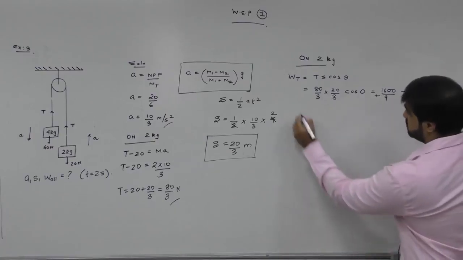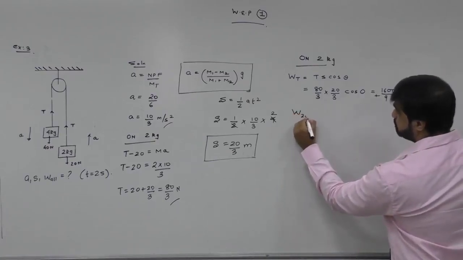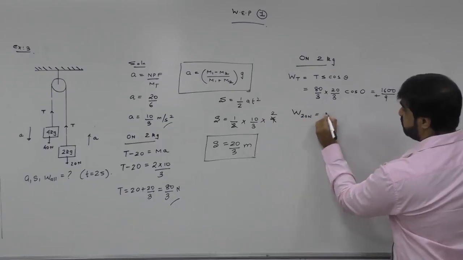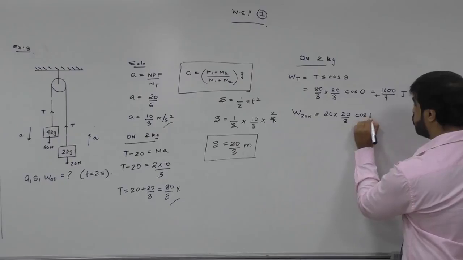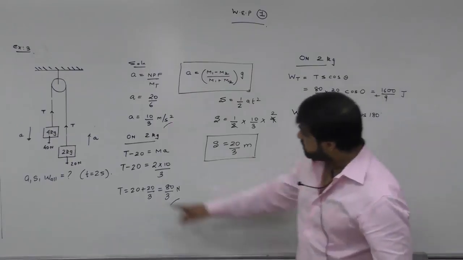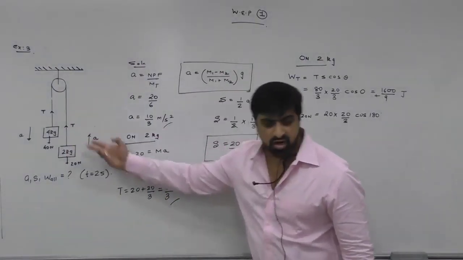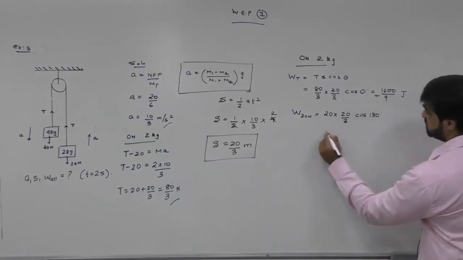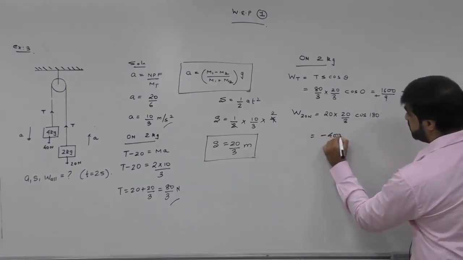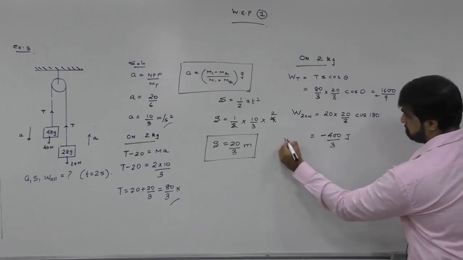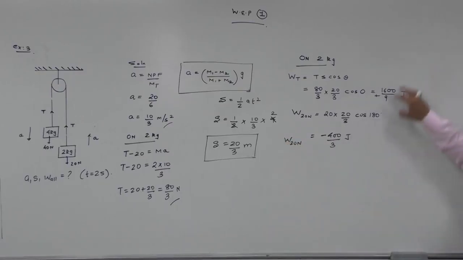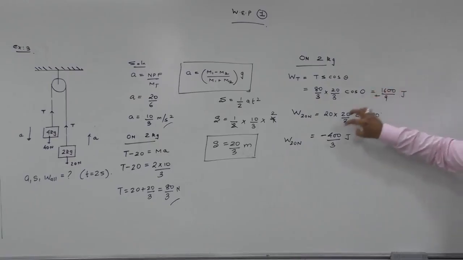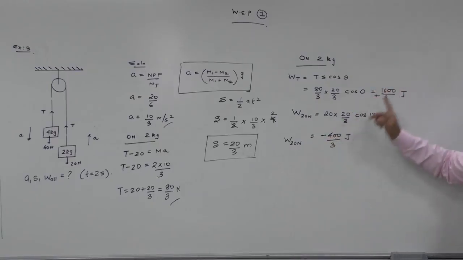Plus. Similarly, work done by 20 will become 20 into displacement 20 by 3 and cos 180, yes or no? Because 20 Newton is acting down, and the displacement is up. So work done will become negative. So how much is the answer? Minus 400 by 3 joules. This much is the supply of energy, this much is the gain of energy. So the leftover amount of energy will be this minus this.